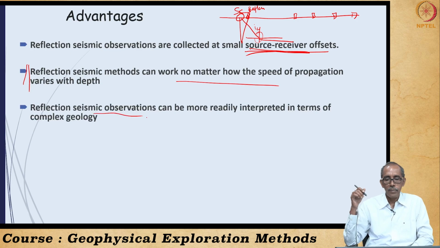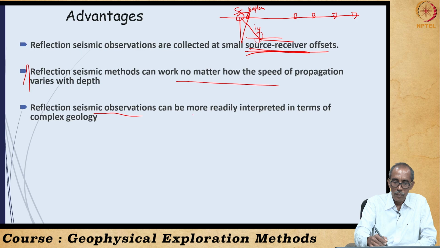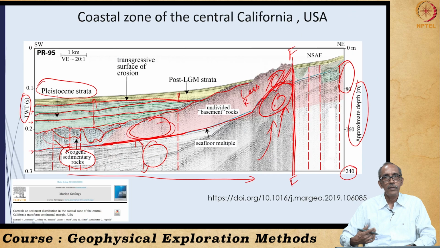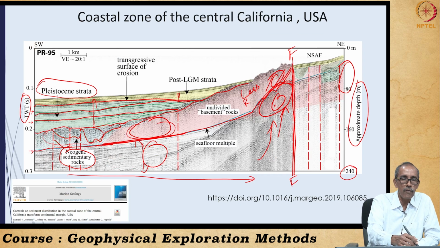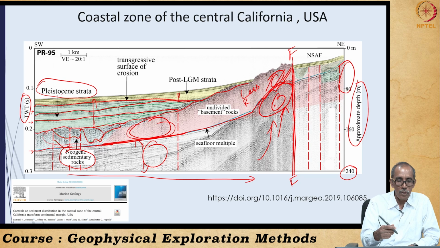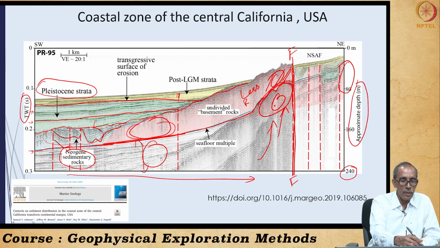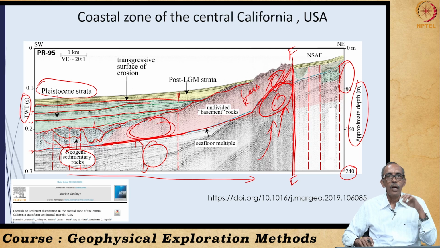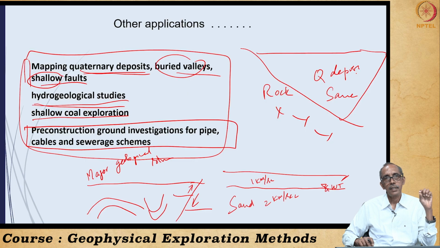And seismic observations can be more readily interpreted in terms of complex geology, right. We had already seen a very complex geological condition of the coast of California in America, very complex geology, but still from the seismic reflection raw data, we are able to draw all these lines. I am able to draw a line because I could see the kind of discontinuity with my naked eye. Visually, I am able to see the differences. Such complex geological strata cannot be brought out by a seismic refraction survey, right.